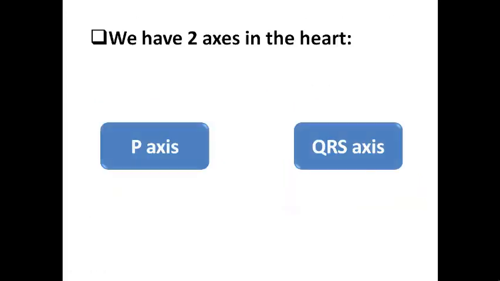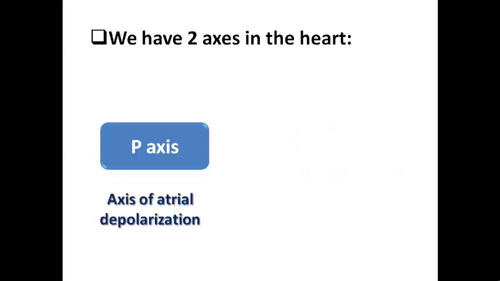First of all, we need to know that we have two axes in the heart: the P-axis, which represents atrial depolarization, and the QRS axis, which represents ventricular depolarization. But when we speak about the ECG axis, we literally mean the QRS axis, though precisely we need to determine whether you are speaking about the P-axis or the QRS axis because we have two separate axes in the heart. Let's start with the P-axis, which represents the axis of atrial depolarization.